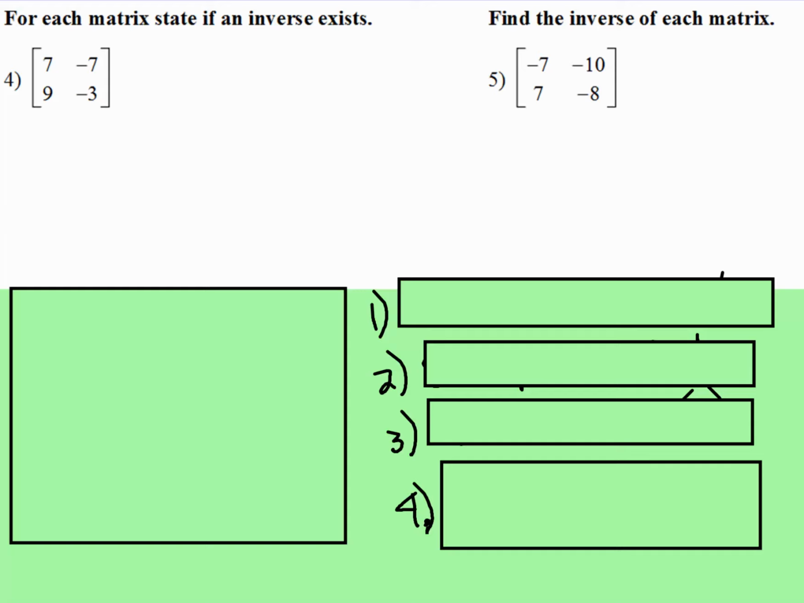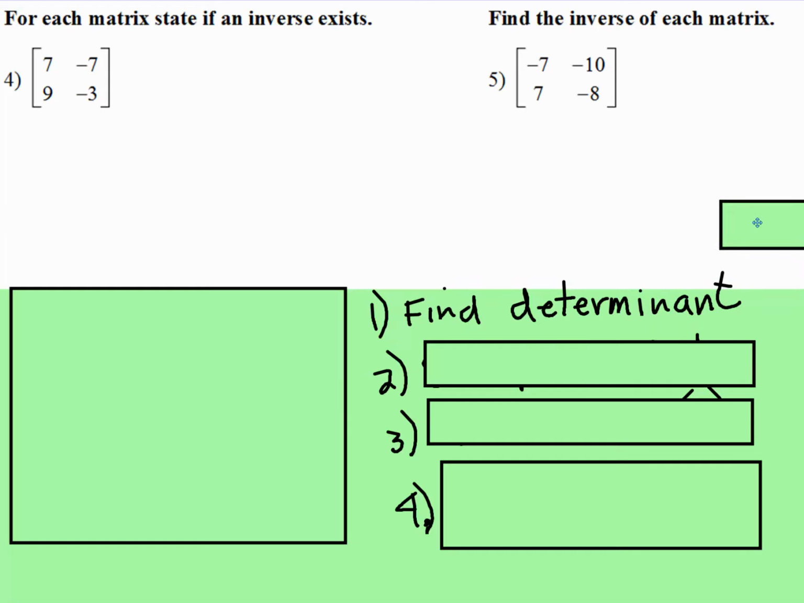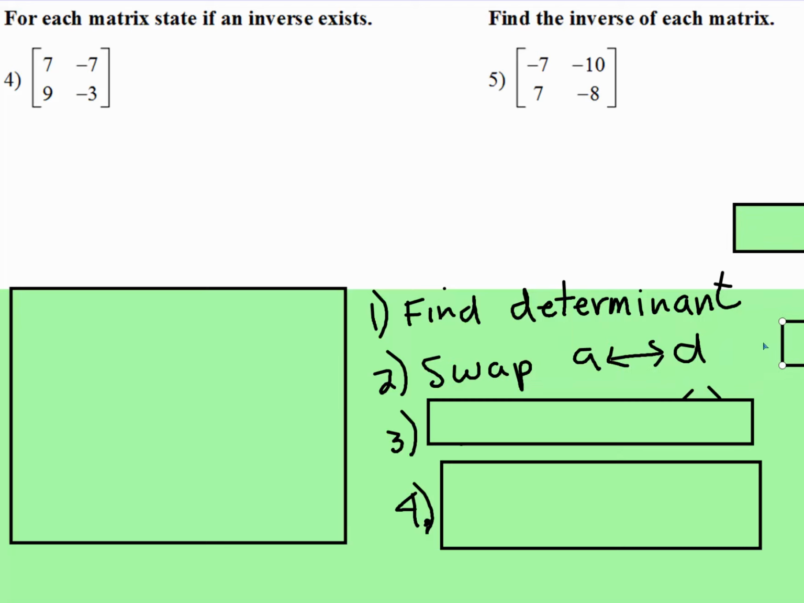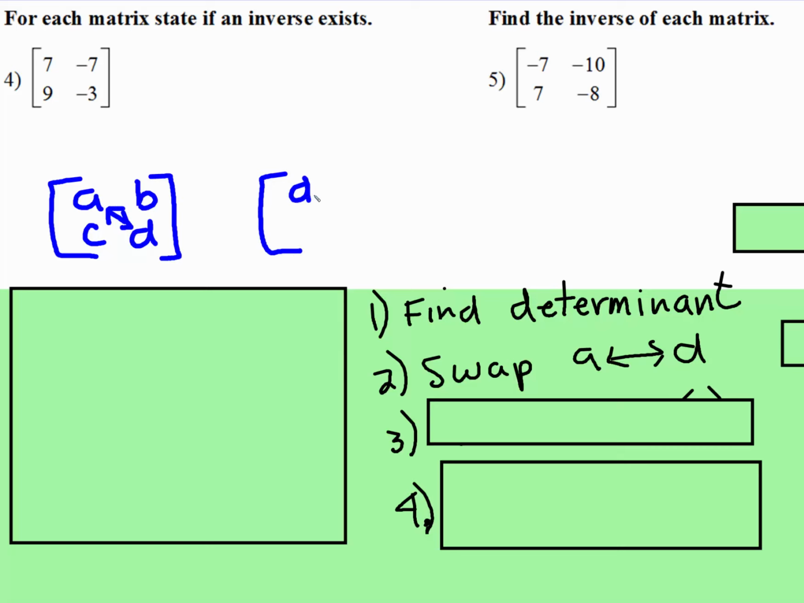All right, so here are the steps to find the inverse. Step 1, find the determinant. Step 2, you're going to swap inside the matrix, you're going to swap the A and the D. Remember, if you have a 2 by 2 matrix, this is what the matrix would be like. You're going to swap these two. You're just going to trade places. So now where A was is now a D, and where D was is now an A.